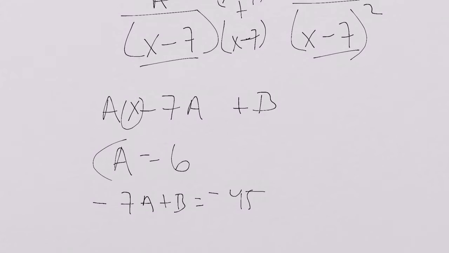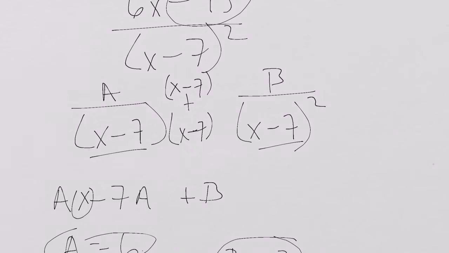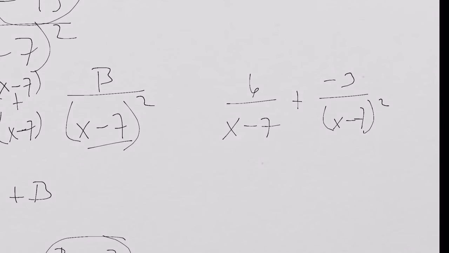And if I know a equals 6, I could pretty easily solve for b. So if a is 6, that gives me negative 42 plus b equals negative 45. Add 42 to the other side, I get b equals negative 3. So now I could write down my answer, because I know that a is 6 and b is negative 3. And so 6 over x minus 7, and my b was negative 3 over (x minus 7) squared.